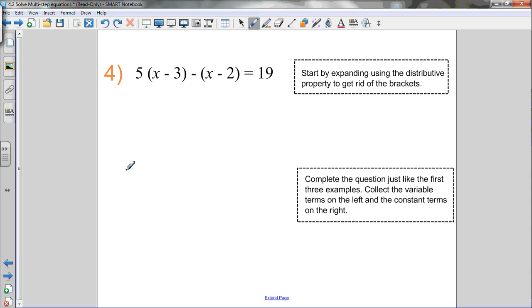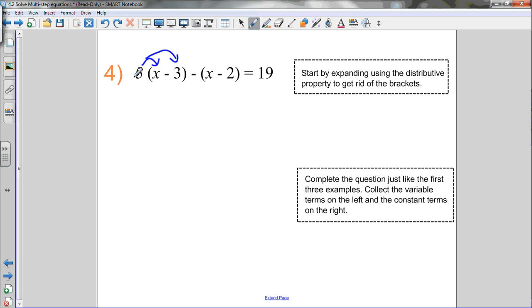Number 4. So for this one, we're going to have to remember also distributive property, as well as our collecting like terms and solving equations. So step number 1 is we want to get rid of these brackets by expanding using the distributive property. So I want to get rid of these brackets by expanding this 5 to the x and to the negative 3. So distribute the 5 to the x and to the negative 3 to get rid of the brackets.